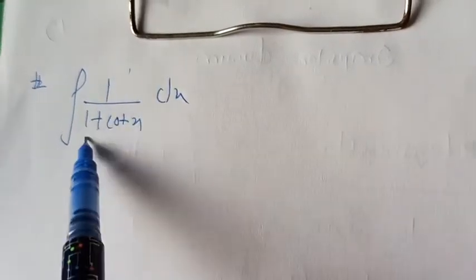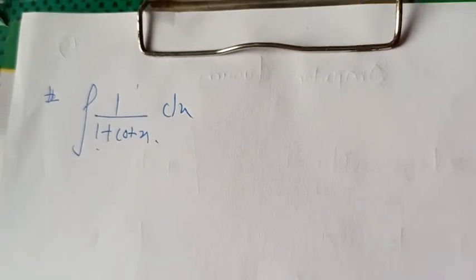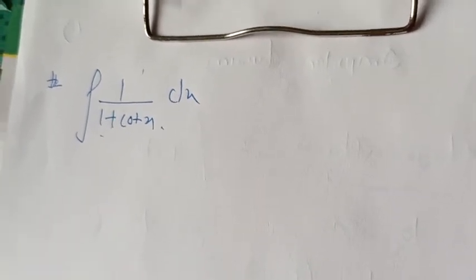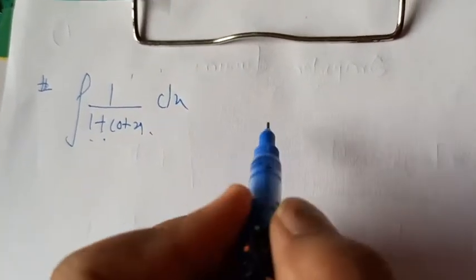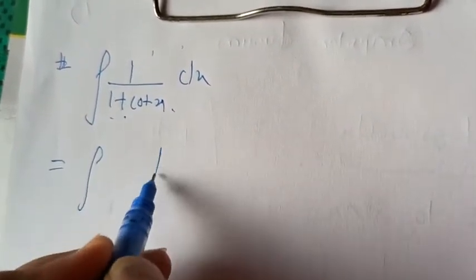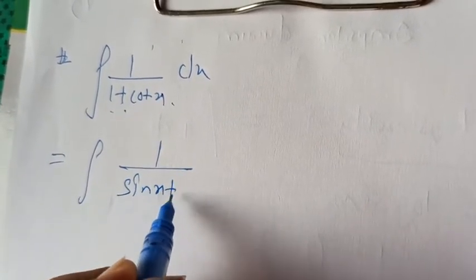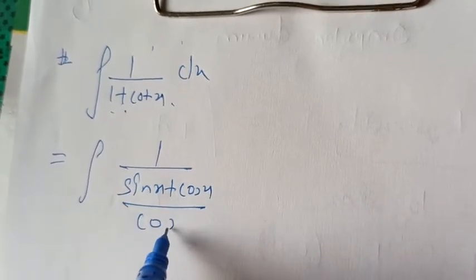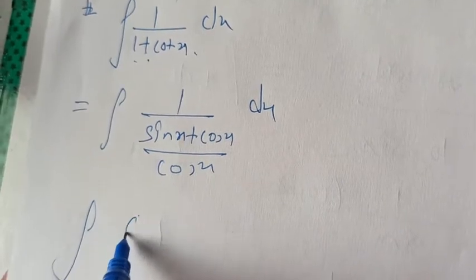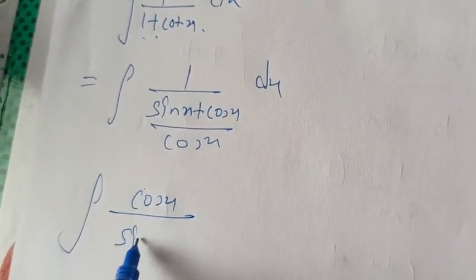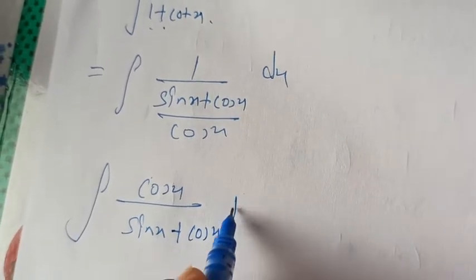Next question is 1 by 1 plus cot x. In this question, there is no function which I can put as function and get its derivative. So the only basic rule of trigonometry is to convert everything into cos and sin. So you'll get (sin x plus cos x) over cos x dx. Then shift this in numerator, so you'll get cos x over (sin x plus cos x) dx.